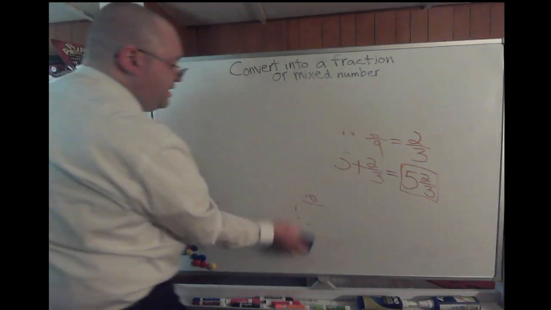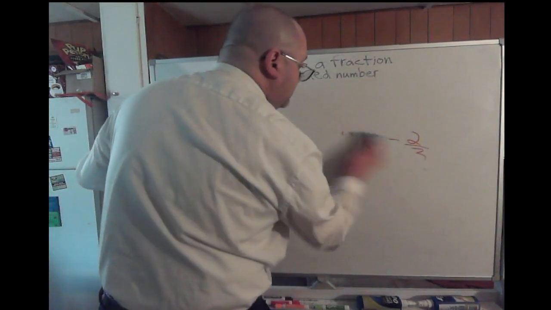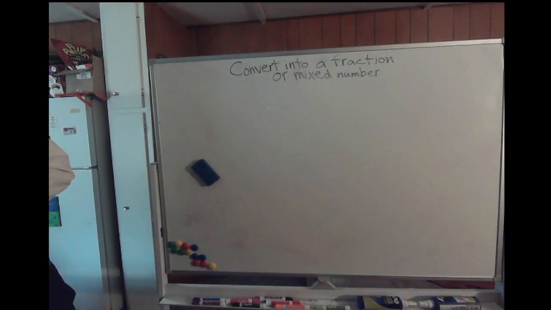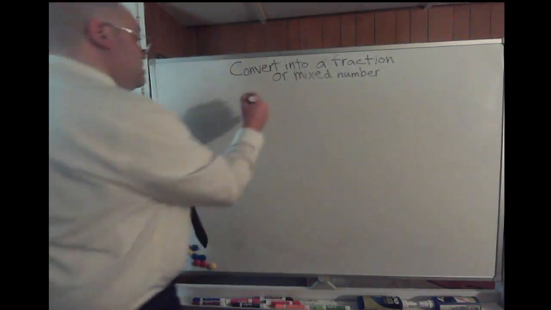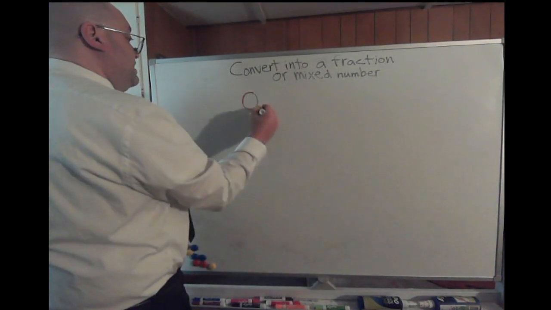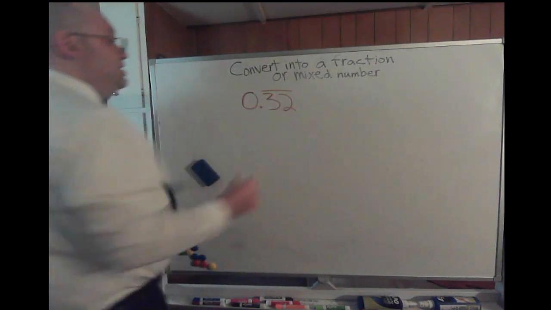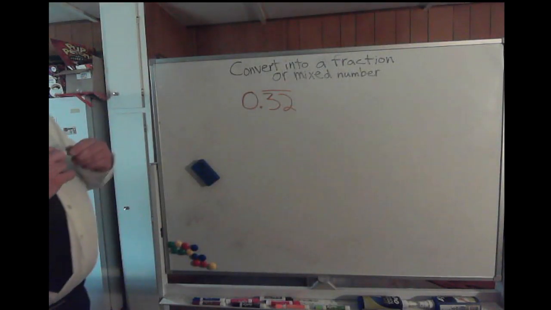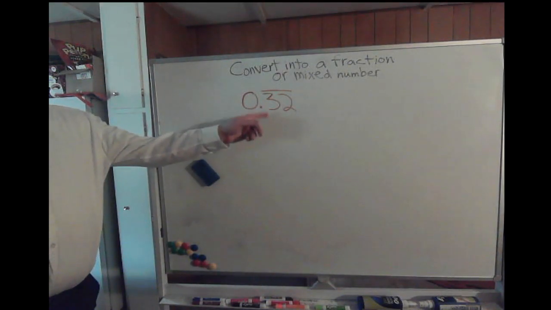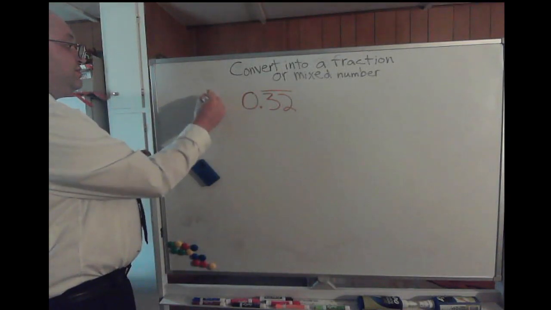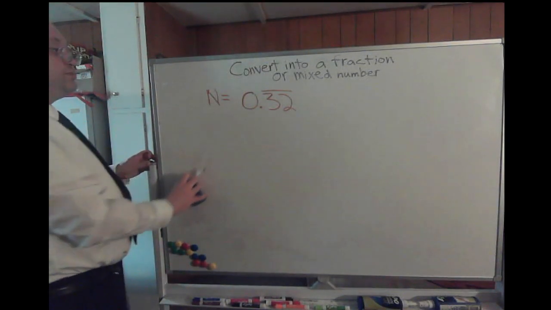Got a couple more here. Now, how about this? We have 0.32 repeating. Okay, so now all of a sudden we have 2 digits repeating. Well, do yourself a favor, let n equal that 0.32 repeating.